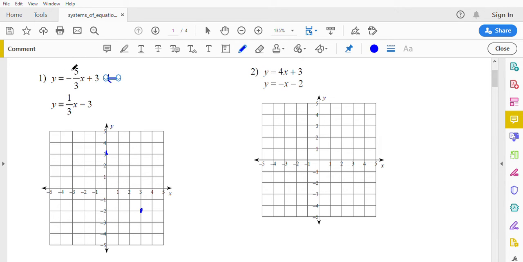The top number tells you your rise, the bottom number tells you your run. So in this case, it's down 5 to the right 3. Those are the only 2 points, but if you want to, you could keep going down another 5 over another 3, and then we're going to connect the dots.